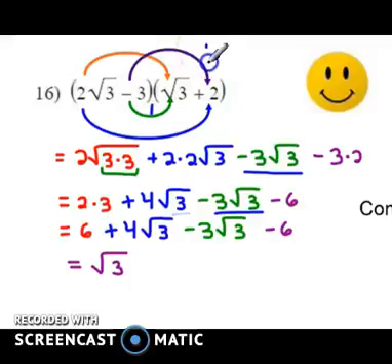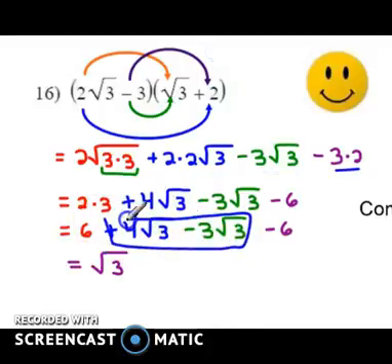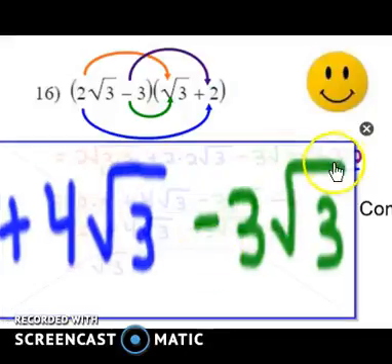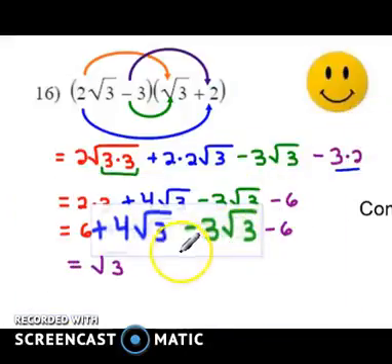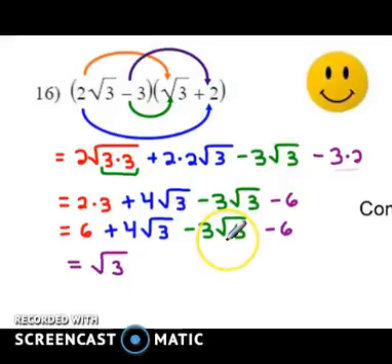And then I'm going to do my last terms. Negative 3 times 2, negative 6. Now I'm going to combine like terms. Notice I have square roots of 3. Those are my like terms. That gives me square root of 3. And then I have 6 minus 6 is 0. That's how I ended up with square root of 3 as the answer.